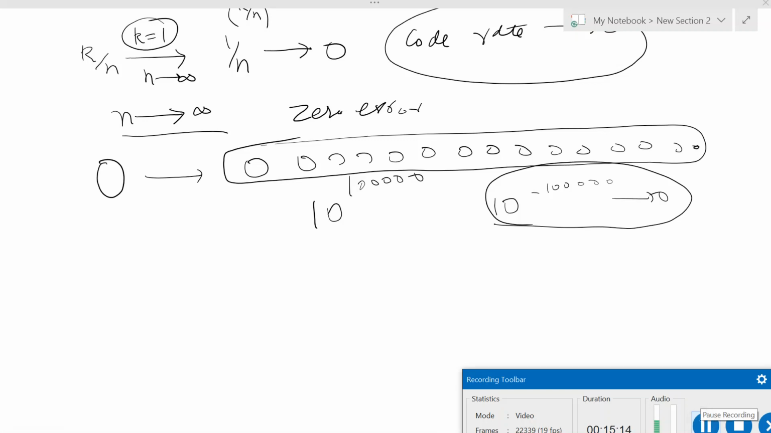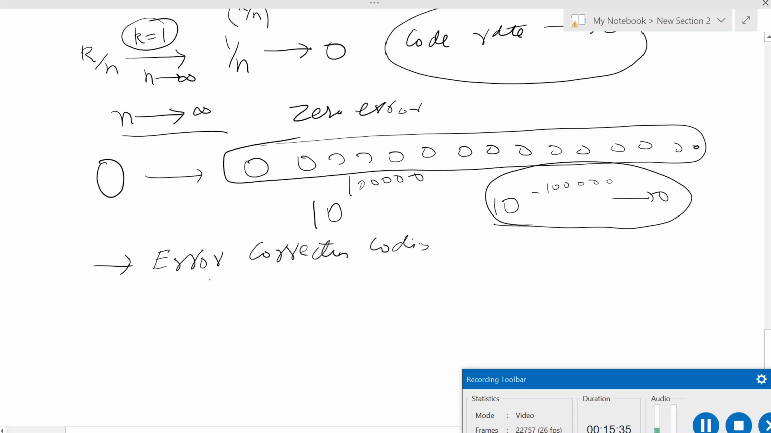So that is where we need something called intelligent channel coding. Can we do better? Is there any other thing other than repetition coding? Okay, so that opens the door of something called error correction coding or error control coding.